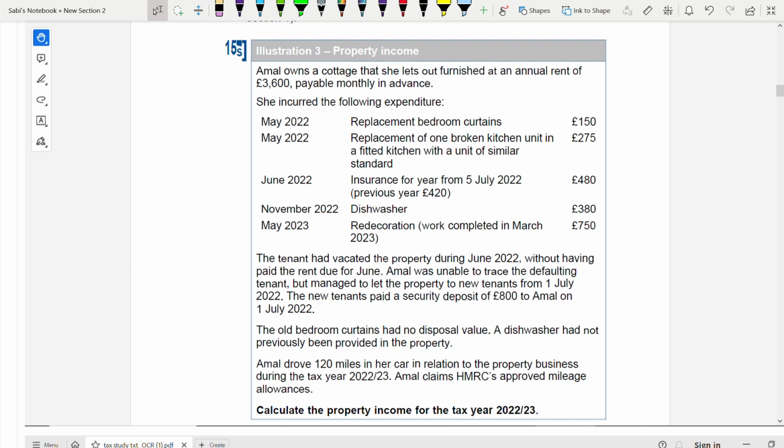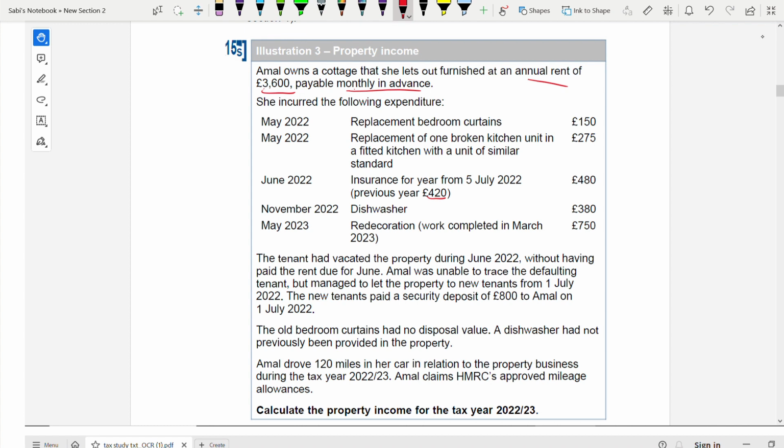Illustration 3. Here you are supposed to calculate property income. You have been given some expenses and the rent. So let's read. Annual rent is 3,600, payable monthly in advance. Now, these are the expenses. Replacement bedroom curtains. Replacement of one broken kitchen unit in a fitted kitchen with a unit of similar standard. Insurance for the year, 420. Dishwasher, redecoration.